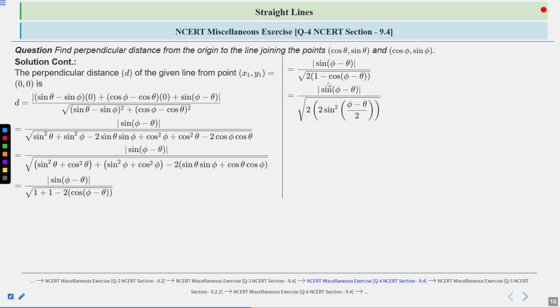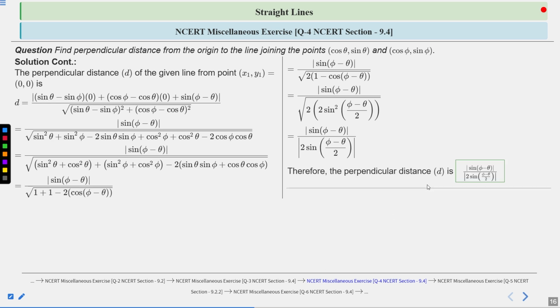Since we know 1 minus cos of (phi minus theta) equals 2 sin square (phi minus theta) divided by 2, you all know this formula, 1 minus cos theta equals 2 sin square (theta by 2). We use that here and we obtain this expression. And this is equal to modulus of sin of (phi minus theta) divided by modulus of 2 sin of (phi minus theta) over 2.